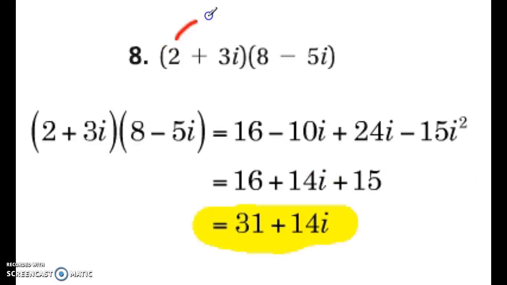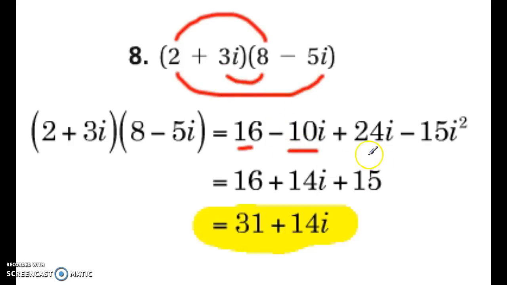Problem number 8, I'm going to FOIL. So 2 times 8 is 16. And then I'm going to do my outer. So that gives me negative 10i. I'm going to do my inner. So that gives me 24i. And I'm going to do my last. So that gives me negative 15i squared.